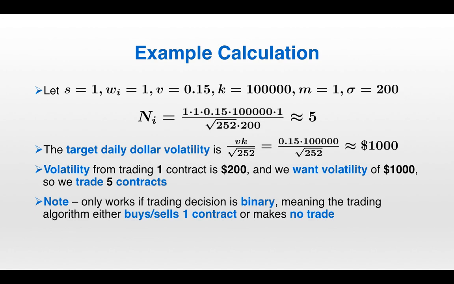But do note that this only works if the trading decision is binary, meaning that the trading algorithm either gives a buy or sell signal of one contract or it makes no trade. The assumption here, once again, is that the volatility over the trading period is coming from trading one contract. If the volatility over the trading period comes from trading more than one contract or less than one contract, then this calculation is going to be wrong. So in some sense, the calculation is strategy specific, and it will need to be tweaked depending on the details of the specific strategy that's being traded.